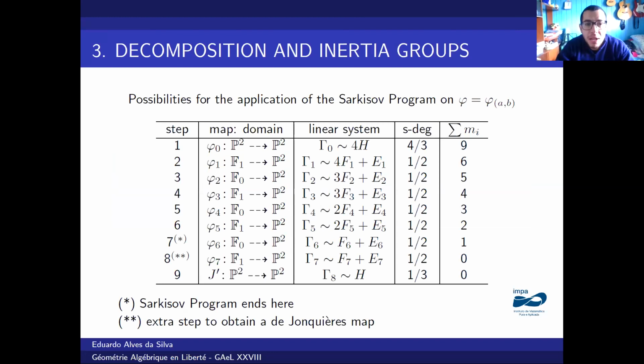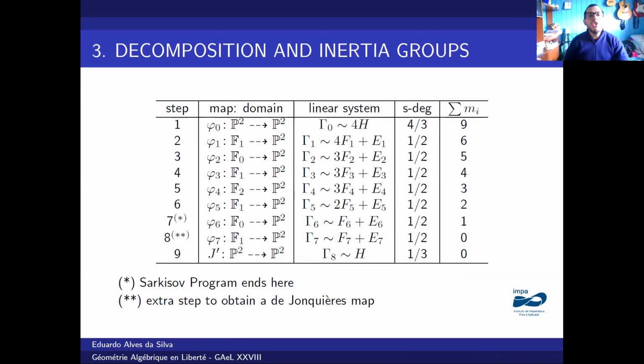And here I have some possibilities for the application of the Sarkisov program when we have a map in the decomposition group of C which is induced by a single translation, because since C is a non-singular cubic, hence C is an elliptic curve. Here we have this explicit decomposition of this map, and as you can see, we do not have any Fn with n greater than 2, as I could show. Here we have another possibility. Actually, for the case of translation, we have three possibilities.